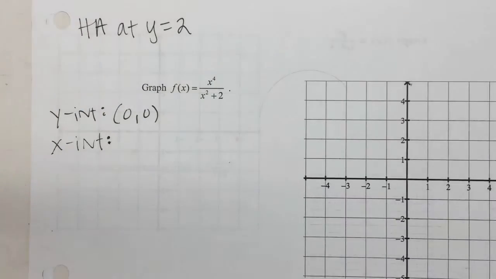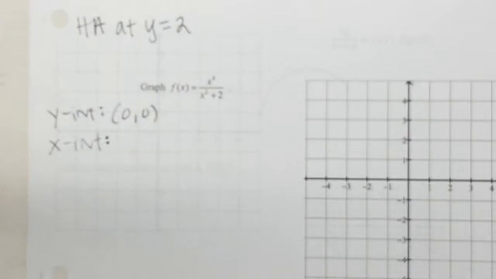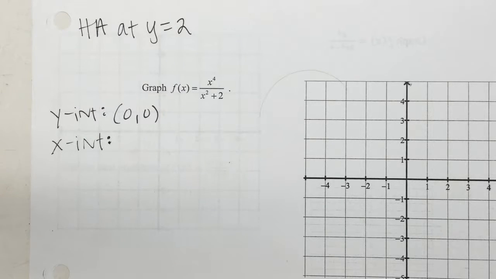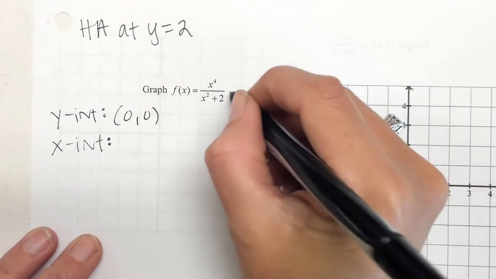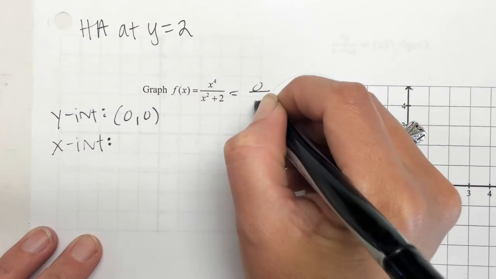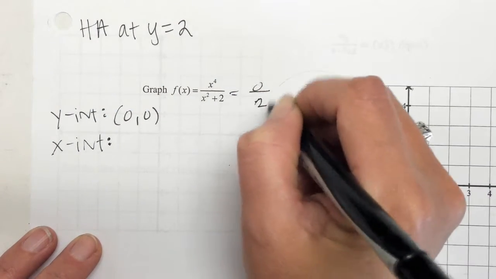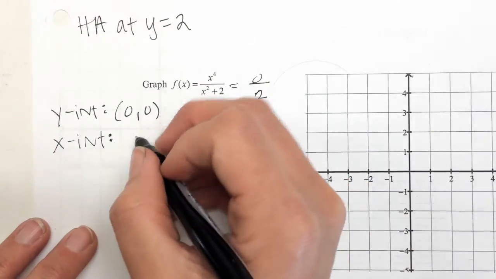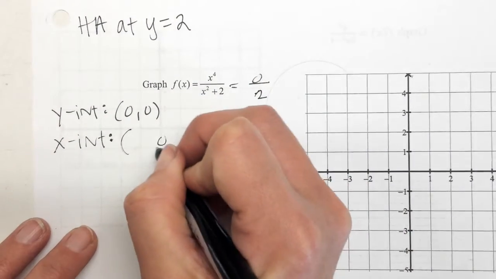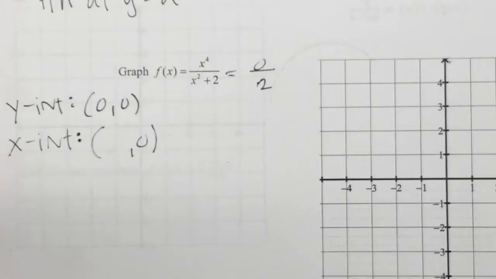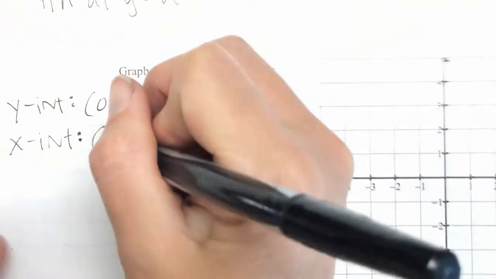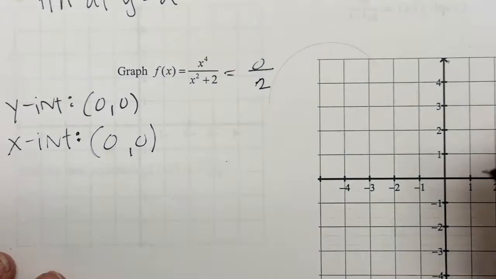You know this. Y-intercept, you set x to 0. X-intercept, you set y to 0, right? Because if you set x to 0, this will be 0 over 0 plus 2, which will just be 0. And now if I set y to 0, I just have to set the top to 0, right? So if I set x fourth equal to 0, it'll be what? Good. Go ahead and draw that dot.